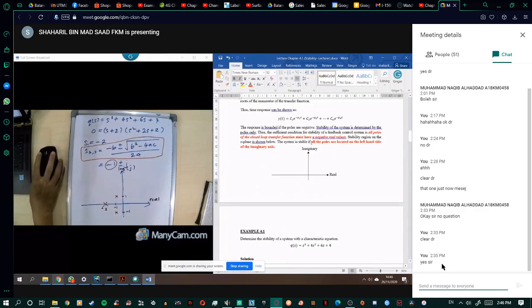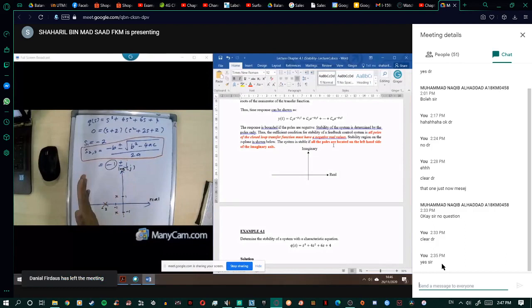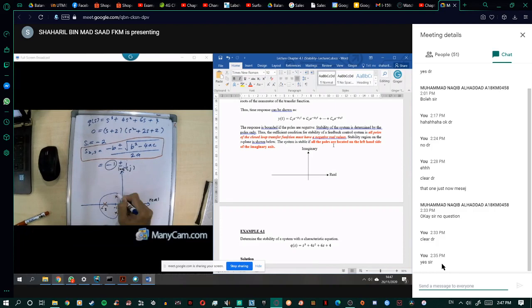The system is stable if all poles are located on the left hand side of the imaginary axis. So this is your imaginary axis. All poles are located at the left, right? So we can say whether our system is stable or not. Right now, is it stable or not? What do you think? Okay, stable. Good, because all poles are located at the left, right? So we can say that our system is stable.